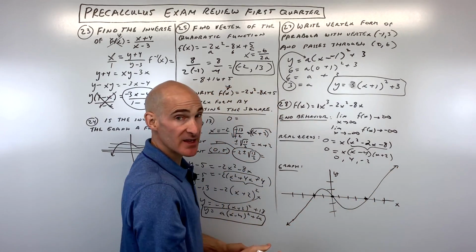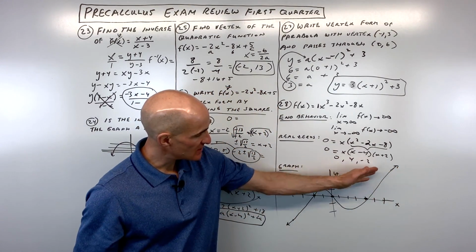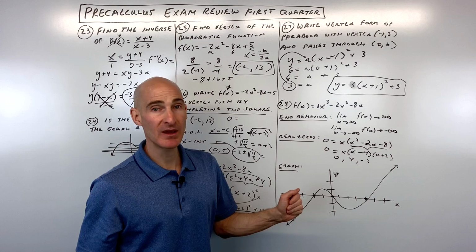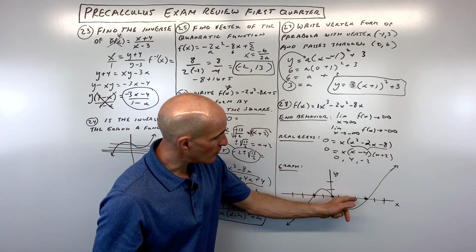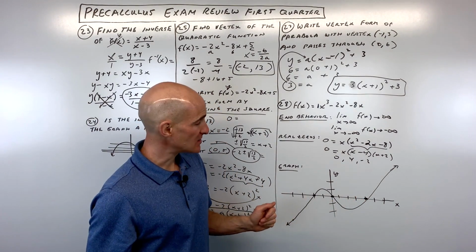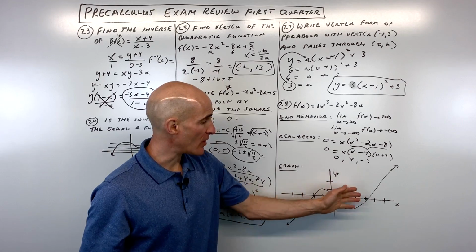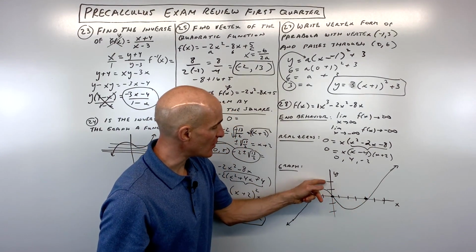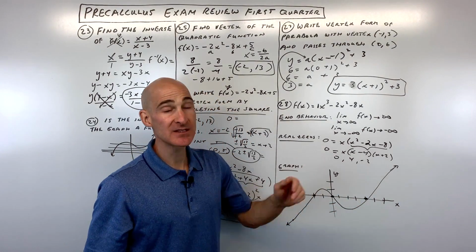Now this is just a rough sketch. It's got our x-intercepts, it's got the basic shape of the graph, it's got the end behavior. If you wanted to plot some additional points in between these x-intercepts, you could get a little bit better idea about how far down this graph goes or how high up it goes, etc. But that's a pretty good sketch.